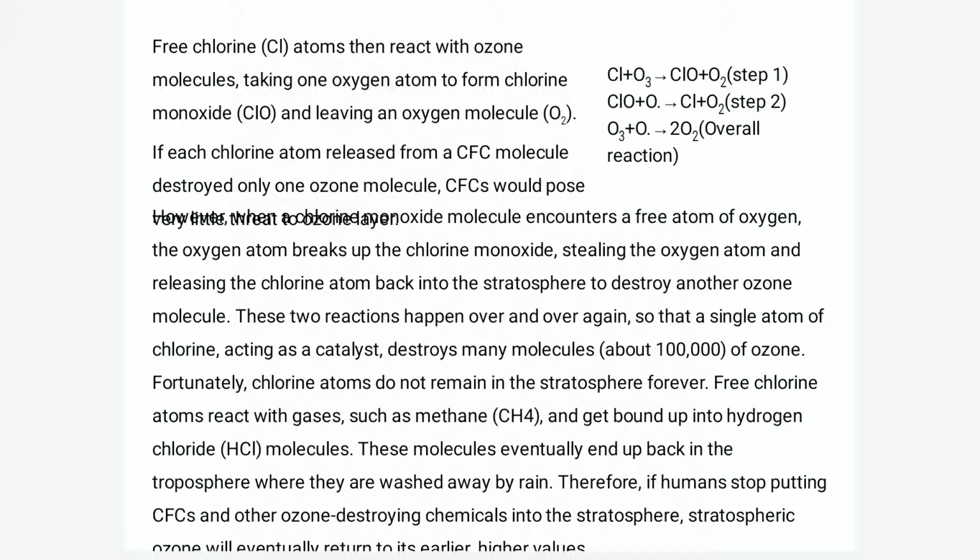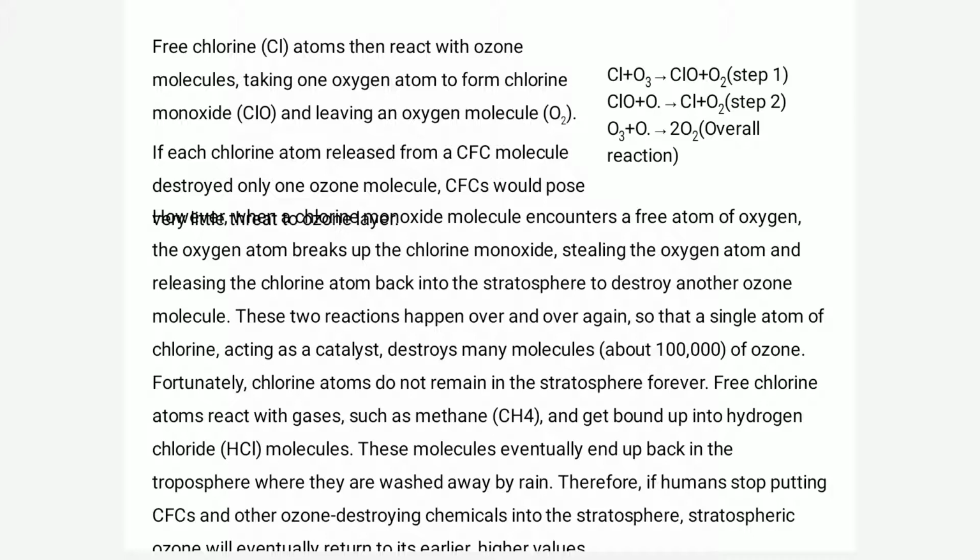These two reactions happen over and over again in a cyclic manner, so that a single atom of chlorine acts as a catalyst and destroys many molecules, about 1 lakh molecules of ozone.